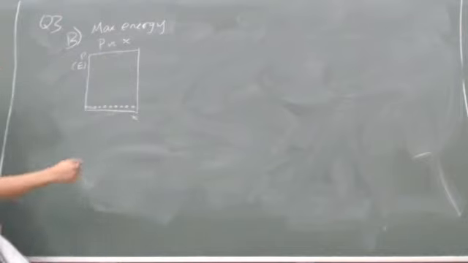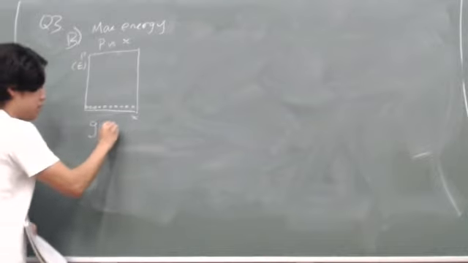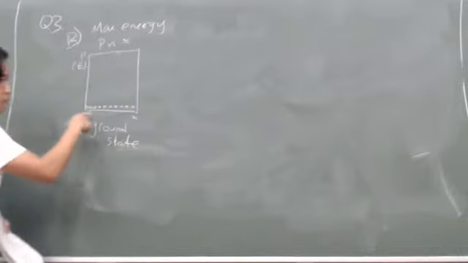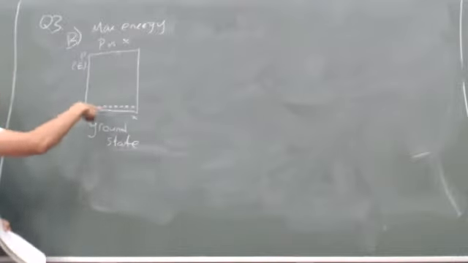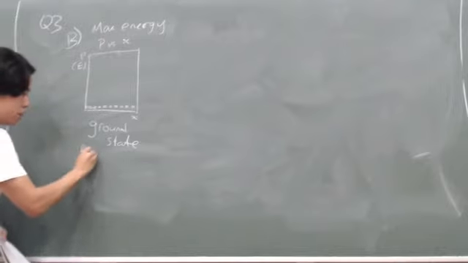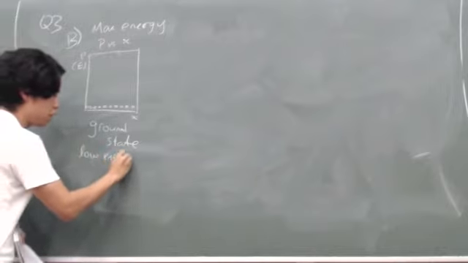So if you consider this the ground state, then from just looking at it, you have a fairly ordered ensemble of particles. So you have low energy as well as low entropy.